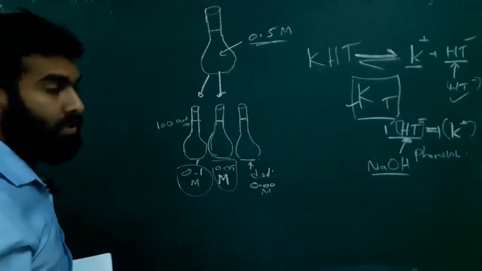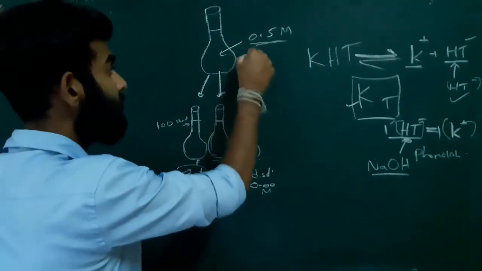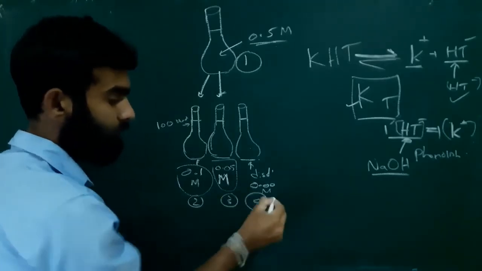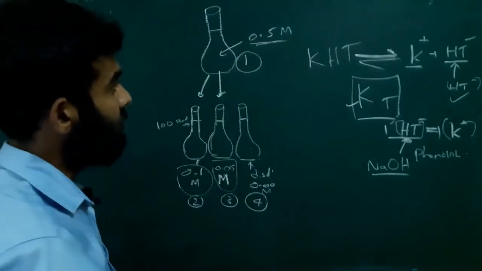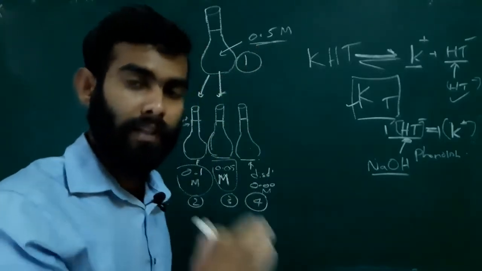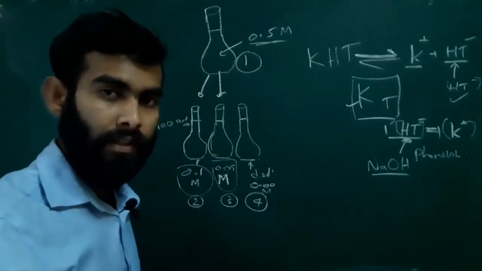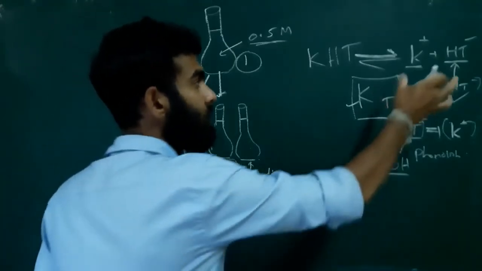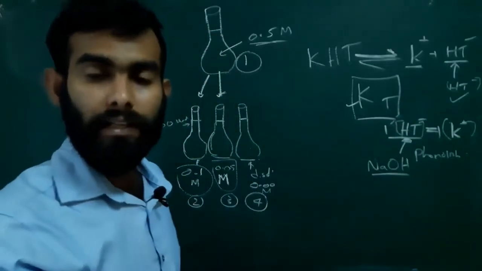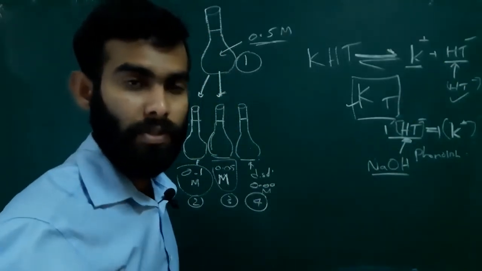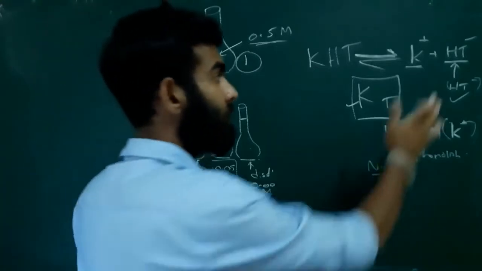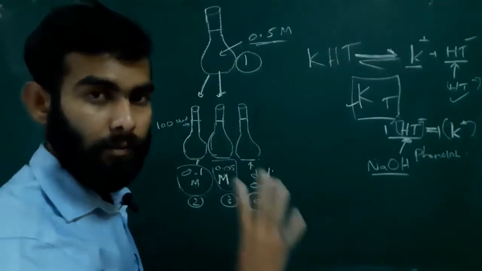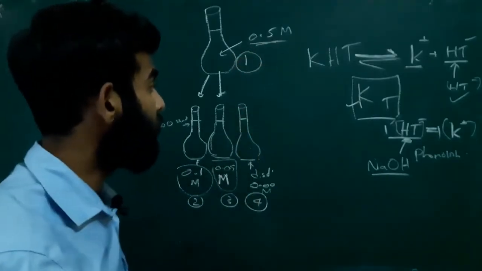So likewise, we can get 4 solutions. First one is this stock solution, and 2, 3, 4. That's the first step. We have to prepare different concentrated sodium sulfate solutions. Why is that? We have to achieve different ionic strengths, because the concentration of this partially dissociated anion depends on the ionic strength of the solution. Because the concentration depends on the ionic strength, we use different concentrations.